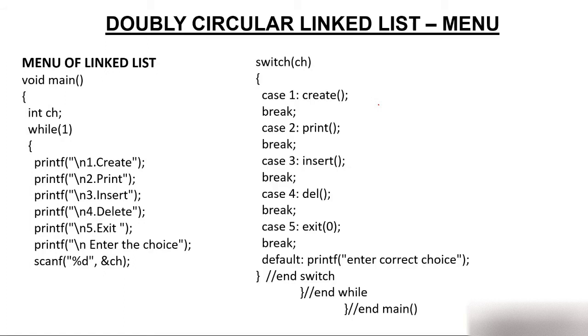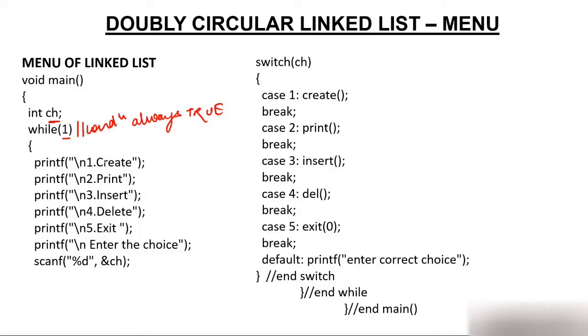First of all, we'll see the menu of the main doubly circular linked list. So in function main, we have created a variable ch of data type integer. While 1 means what? The condition is always true. Why is the condition always true? Because we have put 1 inside the condition. If you put 100, 200, minus 250, anything other than 0 is always true.